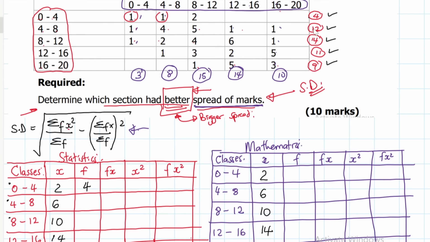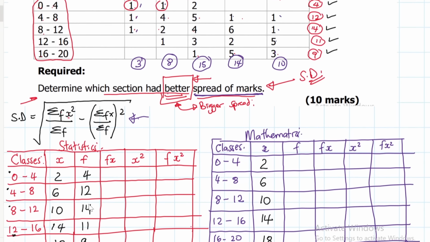Then these ones are 12 right here. Those between 4 and 8, if you add up these ones, they are 12. Between 8 and 12, they are 14. So like that, 14, 11, 9. I hope I've not left anyone behind. Those are the frequencies.